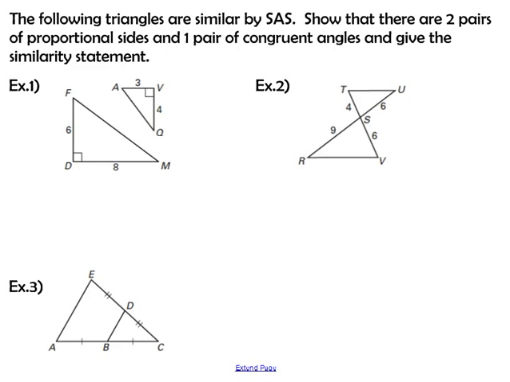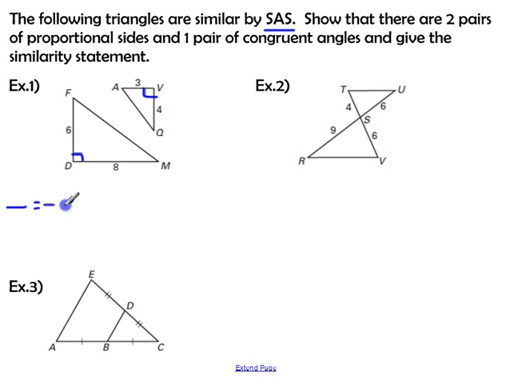So when we take a look at these examples, the following triangles are similar by SAS. Show that there are two pairs of proportional sides and one pair of congruent angles, and give the similarity statement. And again, remember, SAS tells us it needs to be sandwiched. So here we have this pair of right angles, and then we are talking about the sides that are sandwiching that angle. Okay, so we have the right sides that we need. Now we just need to make sure that they're proportional.